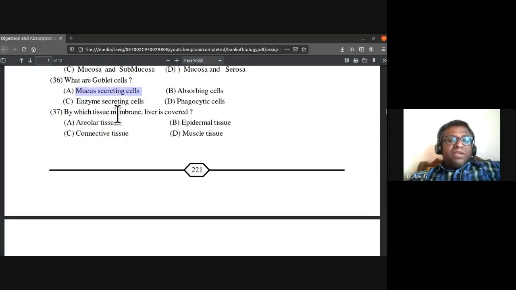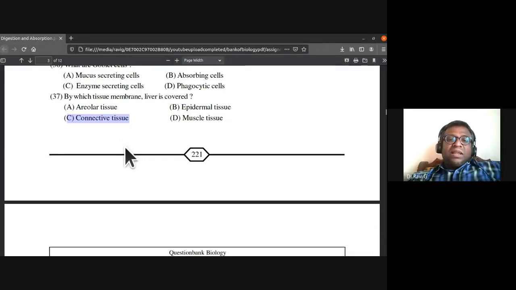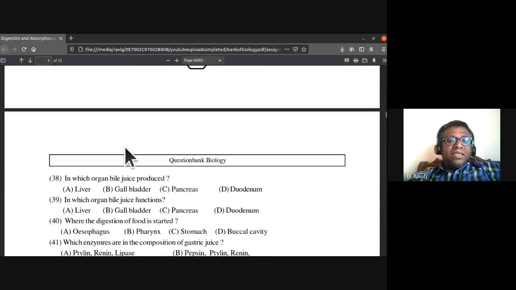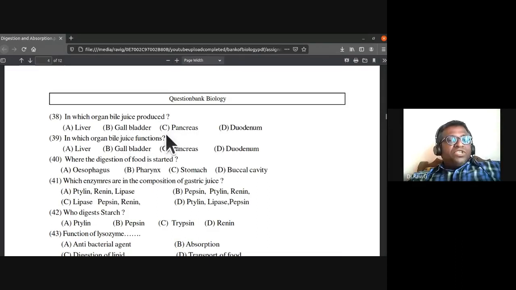So 37, by which tissue membrane is the liver covered? The liver is covered by a connective tissue membrane. So for 37, it is C. 38, in which organ is bile juice produced? The liver produces bile juice. In which organ does bile juice function? It functions in the duodenum. So for 39, the answer is duodenum.